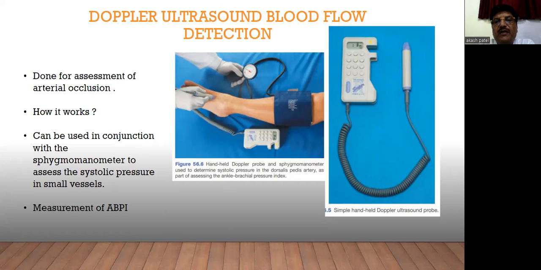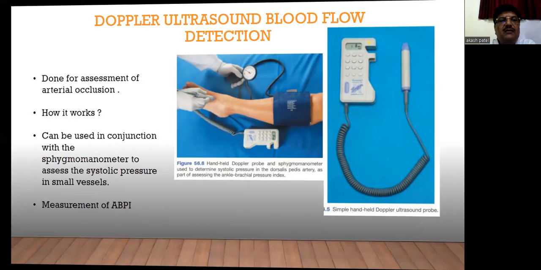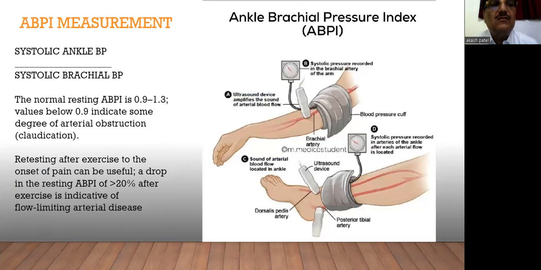Then you also measure blood pressure in the arm, and you come up with the ankle brachial pressure index. Normally in the lower limb the pressure is more, and in the brachial artery the pressure is a little bit less. So the ankle brachial index should always be 1 or above 1. If it is below that, it means there is some kind of ischemia, and blood supply is not reaching there in sufficient quantity. The ankle brachial pressure index is the systolic ankle BP upon the systolic brachial BP.